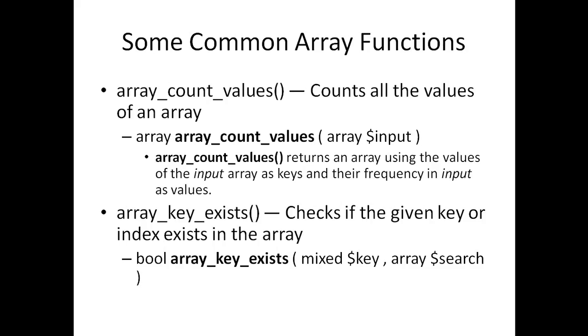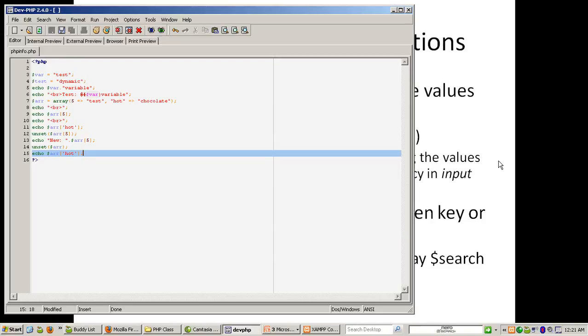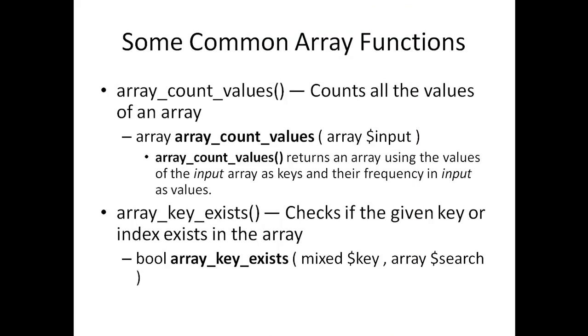To give you a definition, as we get into keys and values, the index of the array is the key, and the result is the value. So if I go back to dev PHP, in this example, 5 is a key, test is a value, hot is a key, chocolate is a value. So when you're counting all of the values of an array, you're counting the values. It is really self-explanatory. That's how you do it, though.